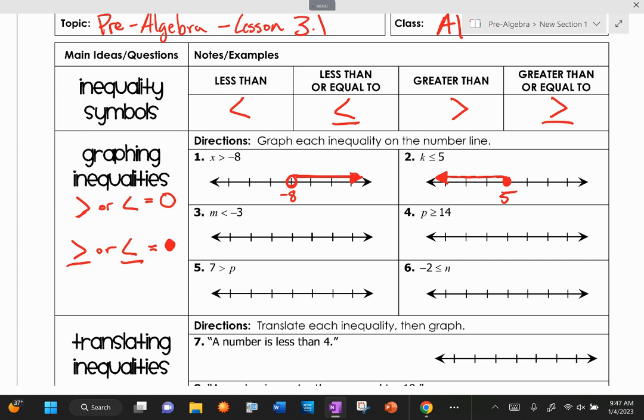I would like for you to try 3 through 6 on your own. So do those real quick. Help each other out. Please check with your neighbor to make sure you're on the right track. Your first step is to make sure you get your number on the line, get the correct point above your number, and then identify which direction the line needs to go.